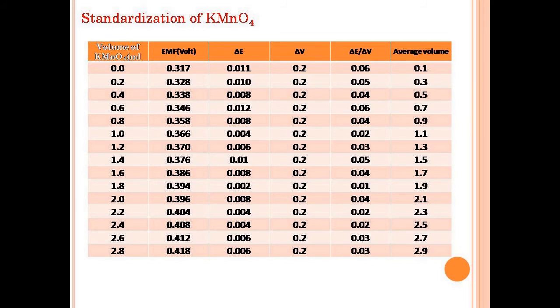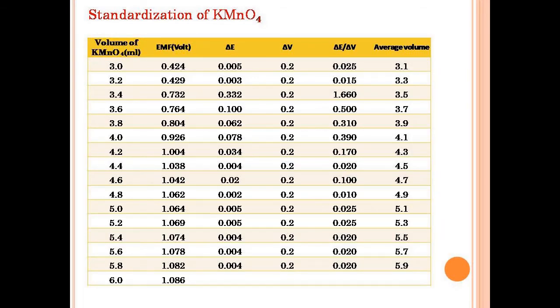So, observation and calculations. First one is the standardization of KMnO4. The titration between KMnO4 and the standard ferrous sulfate is carried out and the observation is recorded as volume of KMnO4 and the EMF which is displayed in the potentiometer. Then delta E, change in EMF, delta V, change in volume, delta E divided by delta V, and average volume of KMnO4 are calculated.